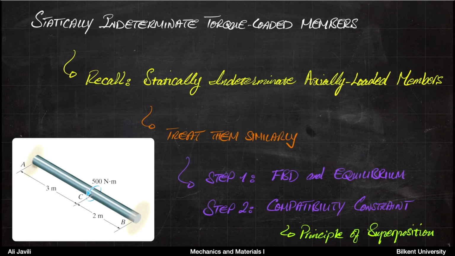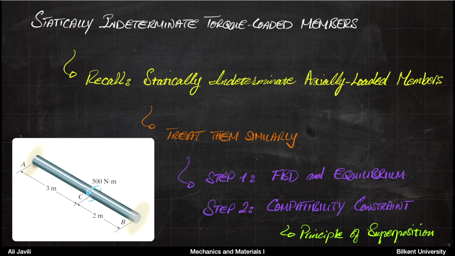If you remember what we have done before, the process of dealing with such problems was composed of 2 steps. The first step was to draw the free body diagram and write equilibrium equations. And as we spoke before, usually doing step 1 is not enough if you have a statically indeterminate structure. If you have a statically determinate structure, of course this would be enough, and then you get n equations, n unknowns, and you can solve it. But if it is statically indeterminate, you also need to do a second step to come up with enough equations to be able to solve the problem.